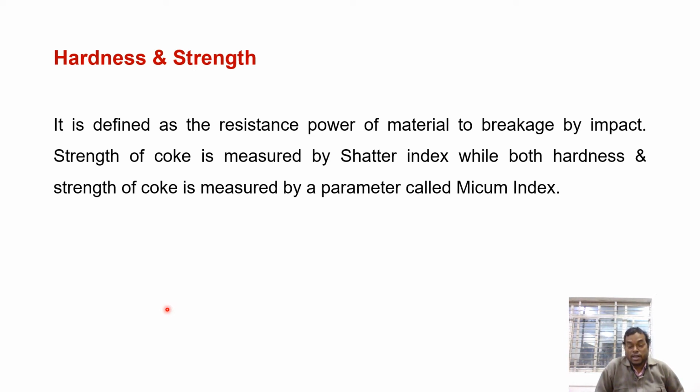Then you can ask, how can you measure the hardness? Yes, this is also important. Hardness is measured by a parameter called the Micum index. In the Micum index, you can measure both hardness and strength of coke. In the shatter index, you can measure only the strength of the coke. So this is the difference.